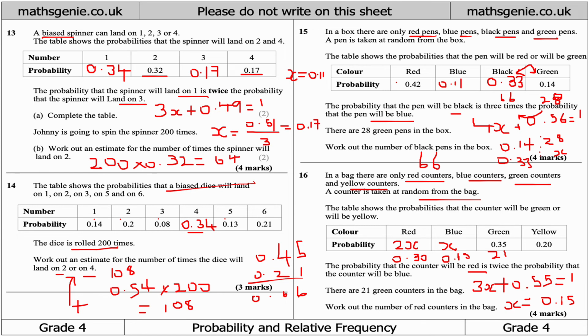Now it's saying that there are 21 green counters in the bag. So to go from 0.35 to 0.3, I'm going to be multiplying by something. So if I do 0.35 divided by 0.3, I get 1.16 recurring, and if I do 21 divided by that, I get the answer of 18. So there are going to be 18.